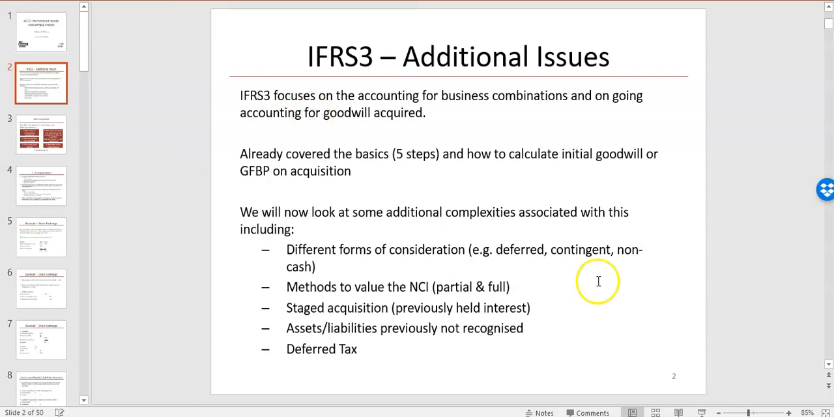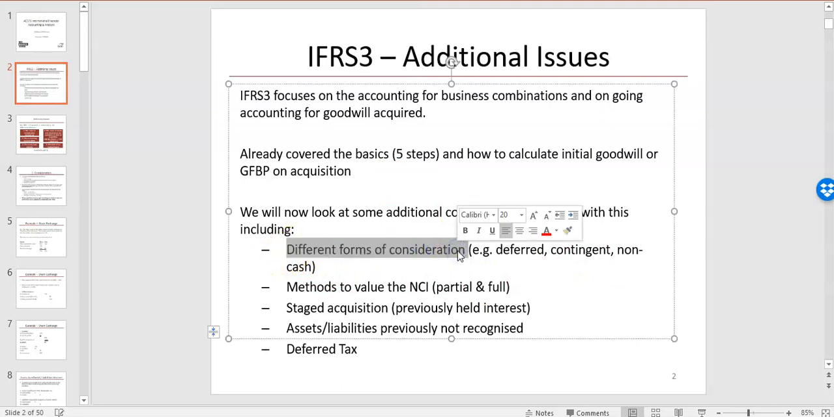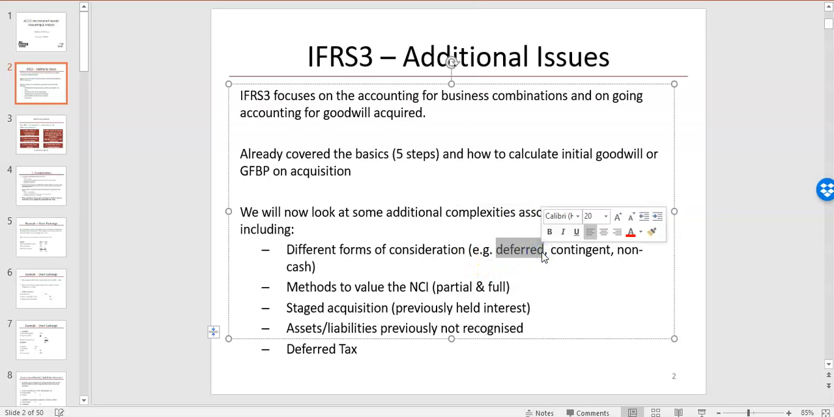So for example, we're going to look at, well, what happens if you don't pay cash and you pay different types of consideration? So you might pay deferred consideration, where you pay sometime in the future, or you might pay consideration that's contingent on something happening. Or you might pay non-cash, for example, pay shares, a share for share swap. So how are all those accounted for and dealt with under IFRS 3?